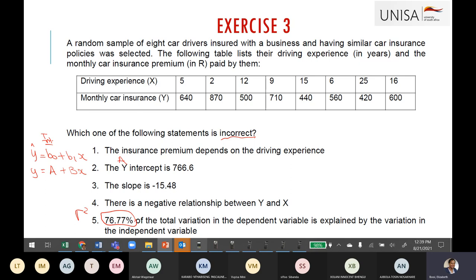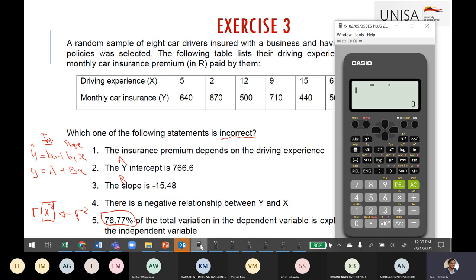So this, I must find A. My slope is B. So on the calculator, that will be the case. For R squared, I will have to go and find R and then press the X squared button. So I already know what I need to do. Let's go do it. So let's first find our Y intercept.